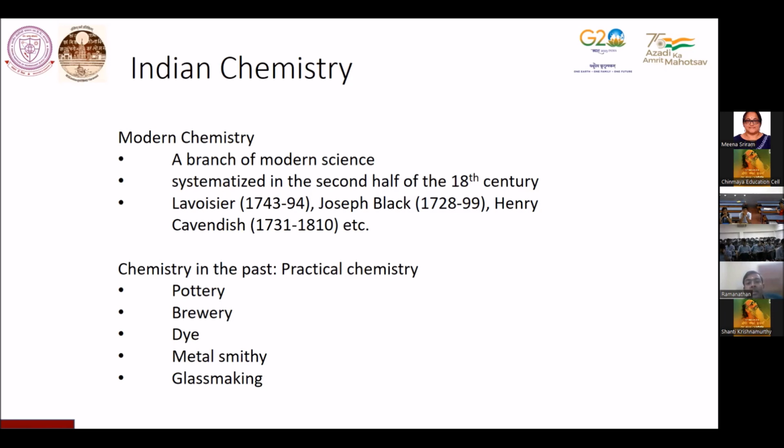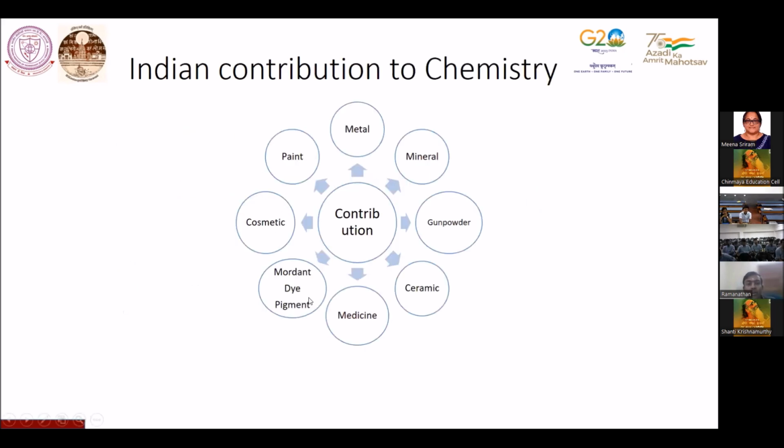Whereas when I talk of Indian chemistry for the next 1 hour, that will be all-encompassing of multiple fields, which are pragmatic in nature, something very practical, like your pottery, brewery, dye, metalsmithy, glass making, and so on and so forth. So in terms of contribution, this is a limited but not exhaustive list of contributions that Indian chemistry has had in the ancient and the medieval times.